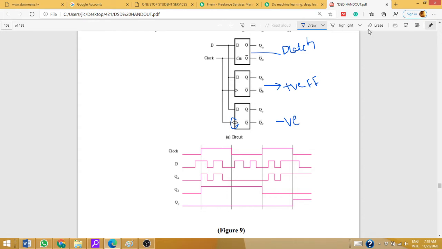Now actually what we want to see here, you can see the output of the D latch. Output of the D latch here is QA. Output of the positive edge flip flop is QB, and this one is QC. Common D is applied to all, is it? And a common clock is here as well. So we want to see the waveform here.